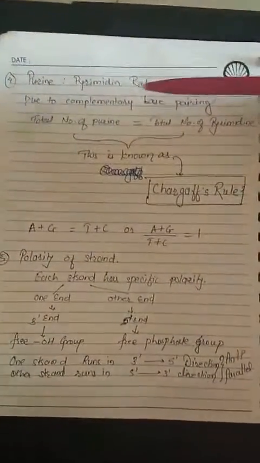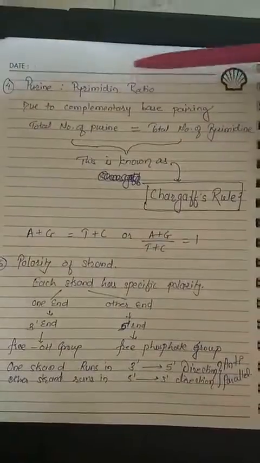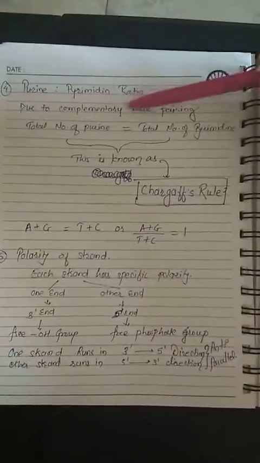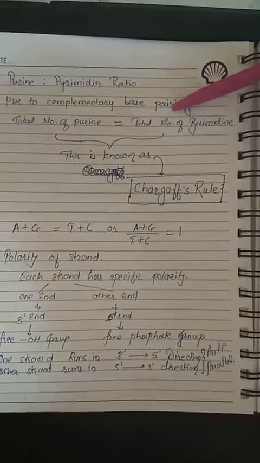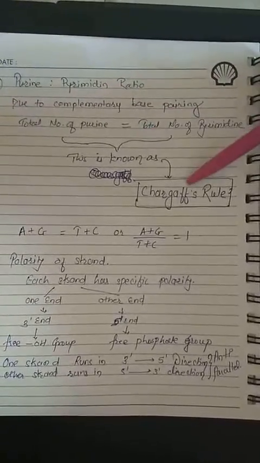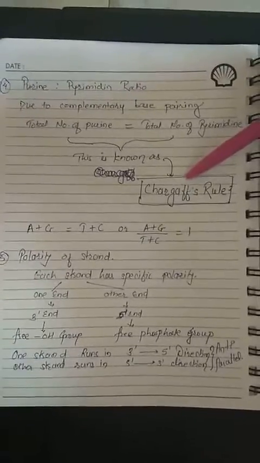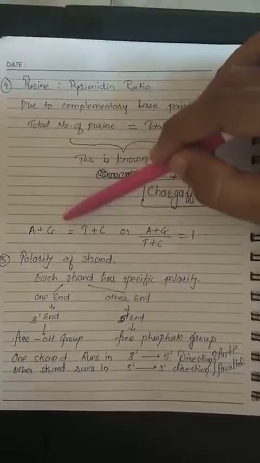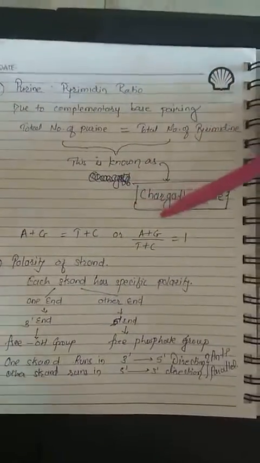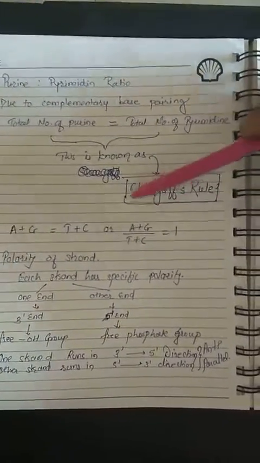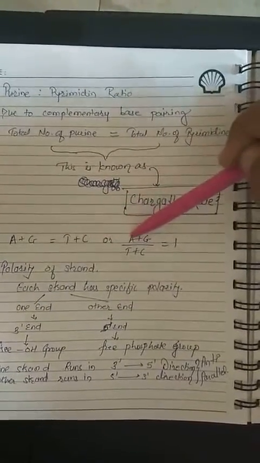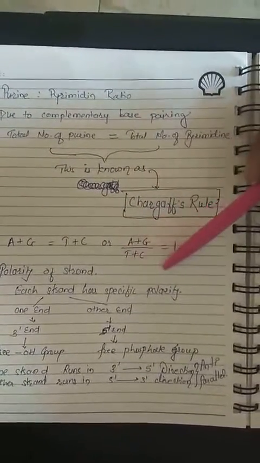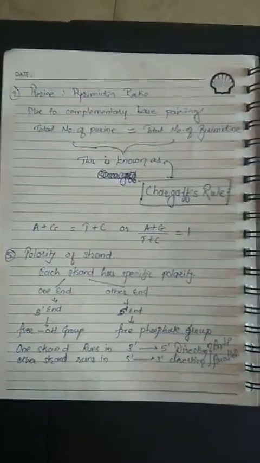As I discussed just now, purine always binds with pyrimidine. Due to the complementary base pairing, the total number of purines is always equal to the total number of pyrimidines, and this is known as Chargaff's rule. What Chargaff said is that adenine plus guanine is equal to thymine plus cytosine; the number of purines is always equal to the number of pyrimidines, or A plus G divided by T plus C is equal to 1.